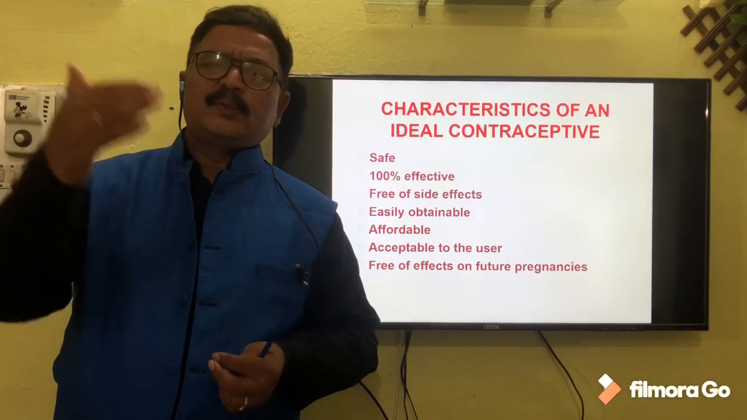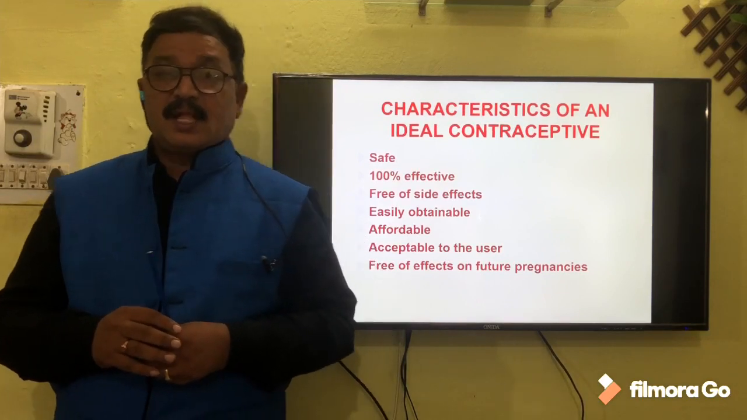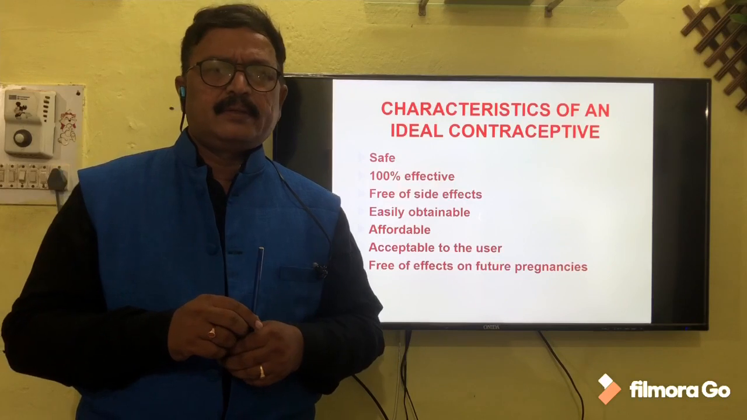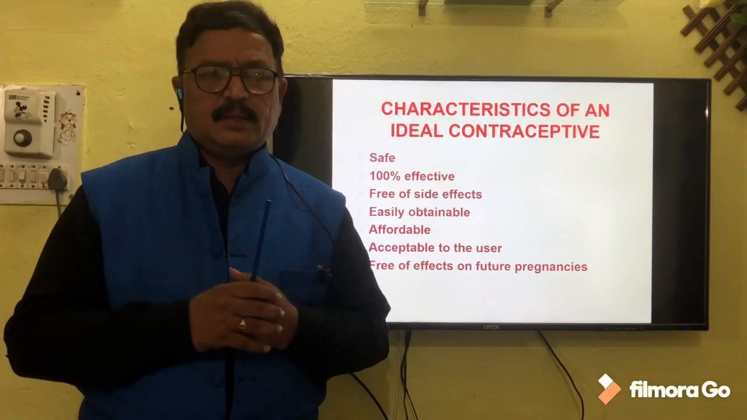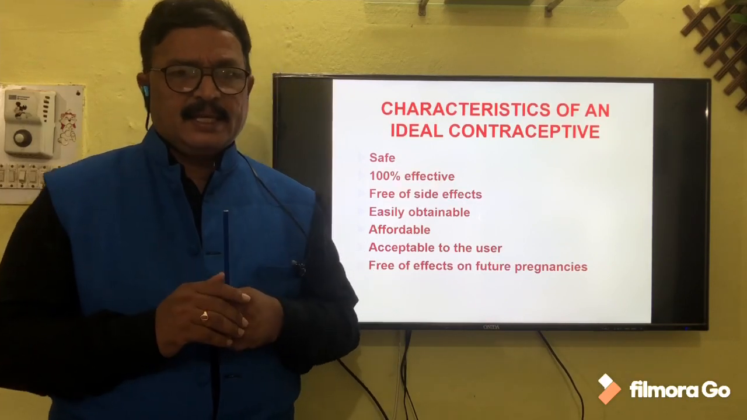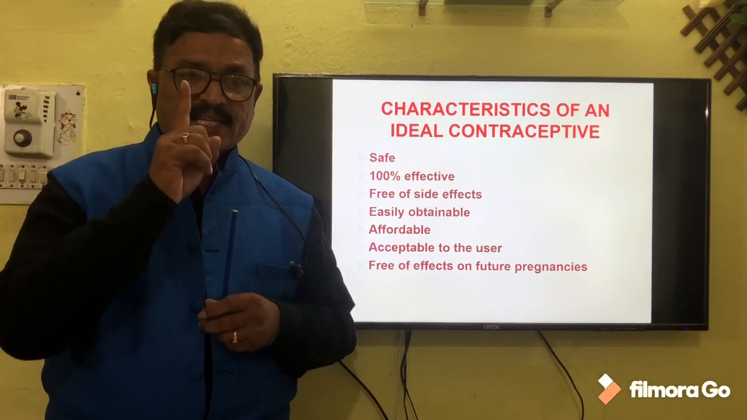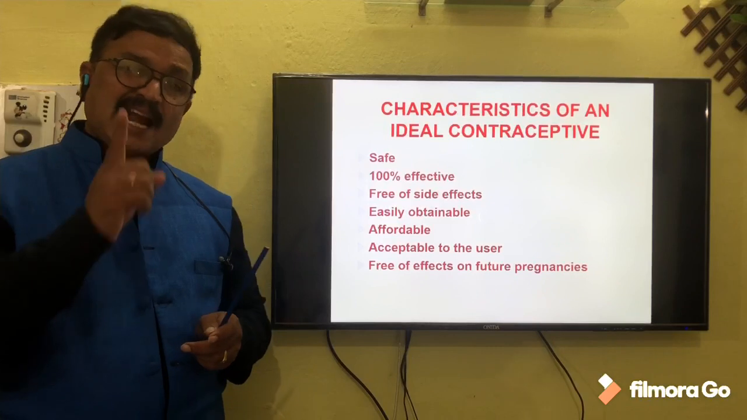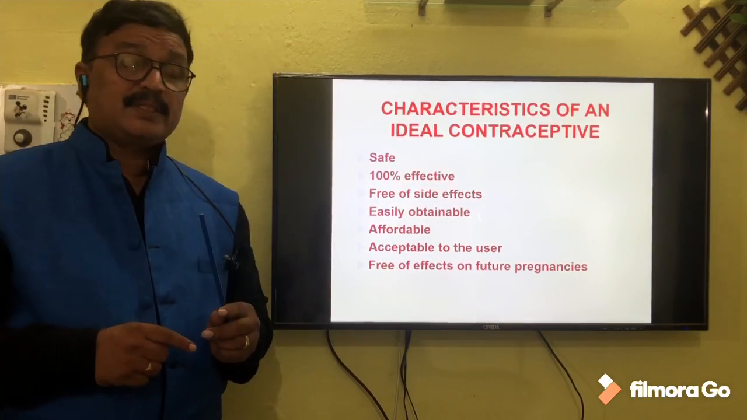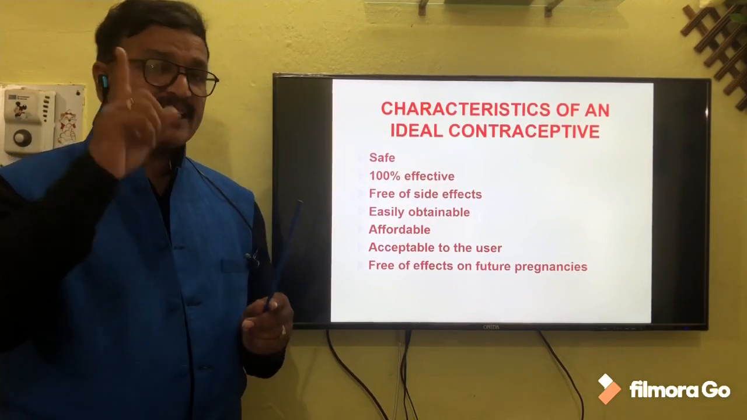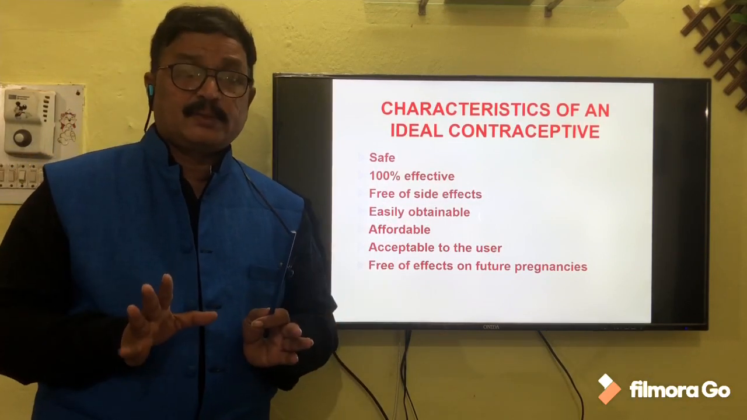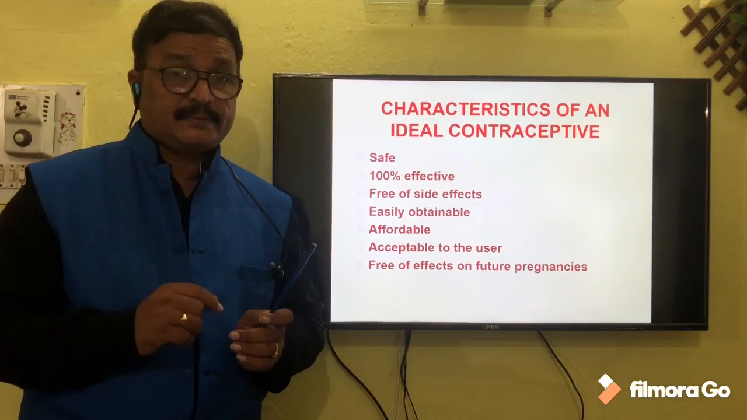But before discussing the options, we must know one thing. Any contraceptive a couple uses should have certain features. What are they? It must be very safe. It should be 100% effective. There should not be any chance of failure. Then it should be free from side effects. No side effects must be there.